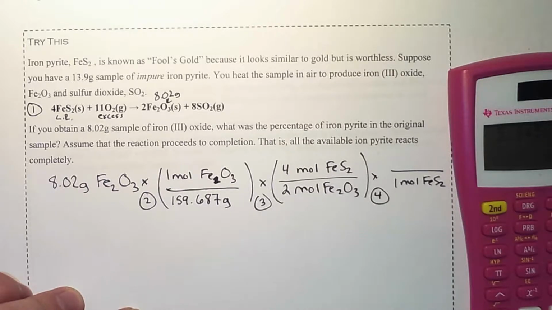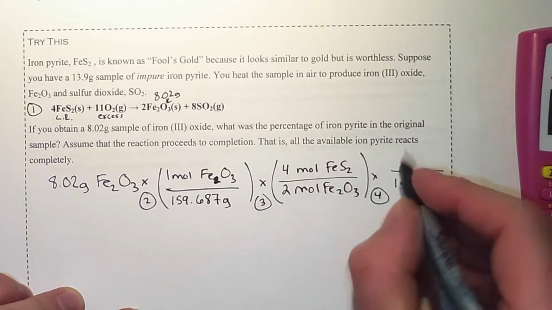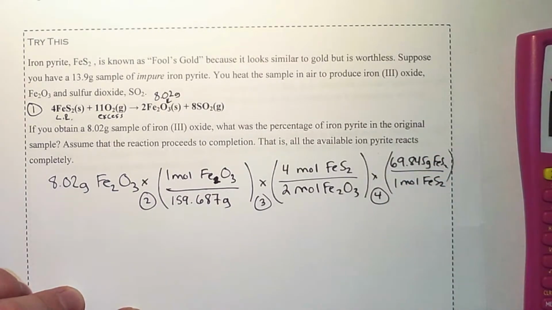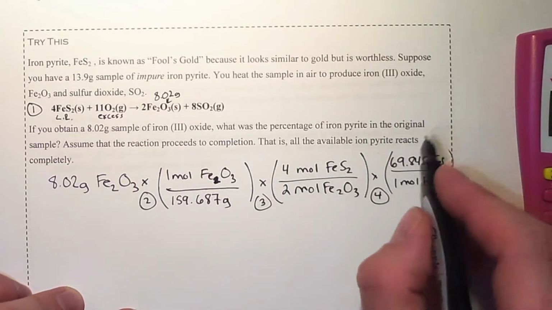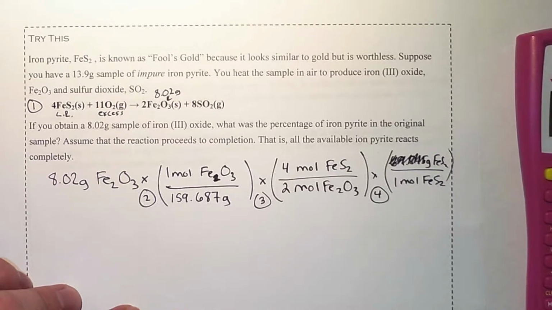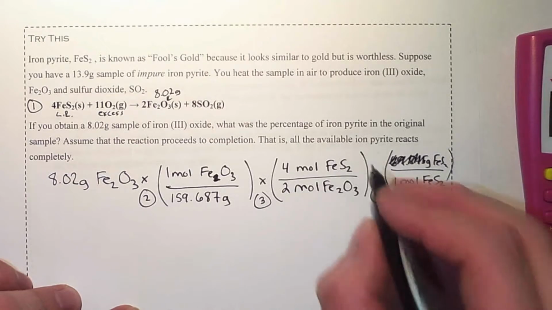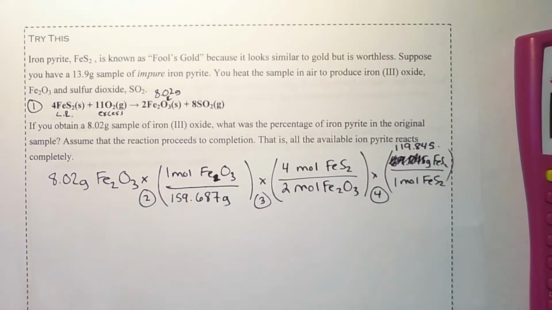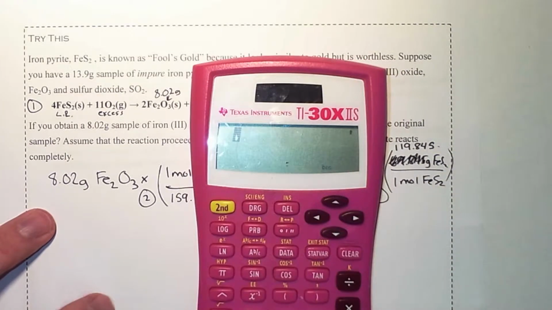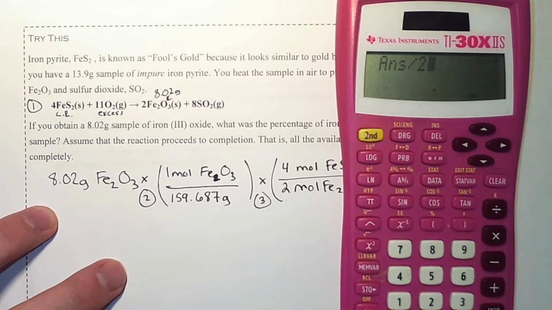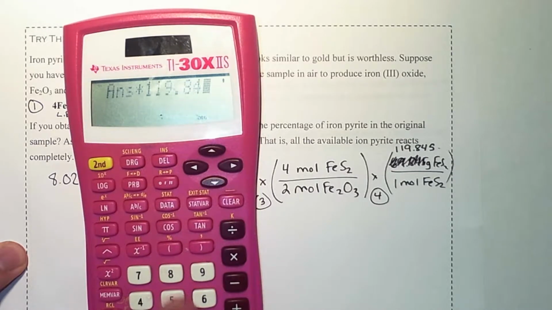So 55.845 plus 2 times 32, 69.845 grams. Let's correct that. 55.845 plus 2 times 32, there's 2 sulfur in there, is 119.845 grams. So we go through and do our calculation. 8.02 divided by 159.687 times 4 divided by 2 times 119.845.